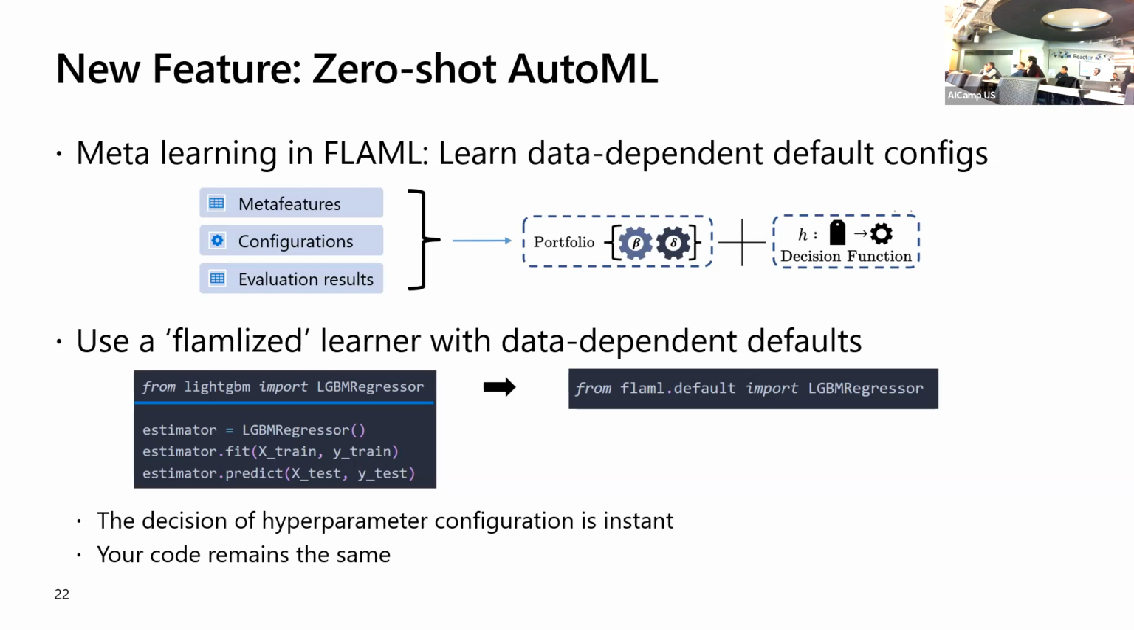Based on meta learning, we built an interesting new feature called zero-shot AutoML. It offers a seamless way to leverage AutoML for commonly used classifiers and regressors, such as LightGBM and XGBoost. For example, if you're using this LightGBM LGBMRegressor as your current learner, all you need to do is import the LGBMRegressor from flaml.default. Then you can use it just like the original LightGBM regressor. Your other code can remain unchanged. When you call the fit function from this new regressor, it will automatically instantiate a good data-dependent configuration for your tasks, which is expected to work better than the default configuration.